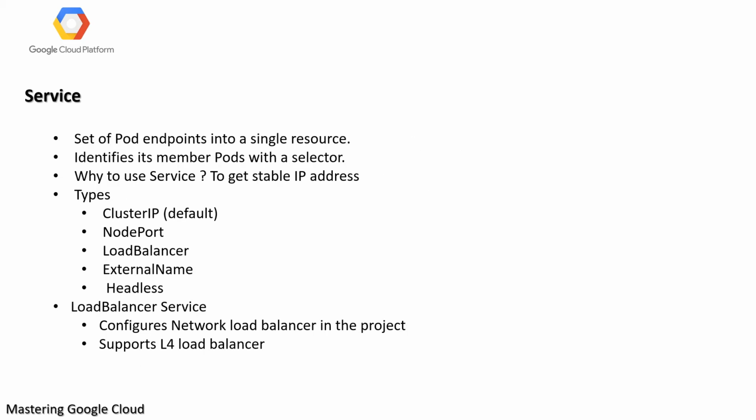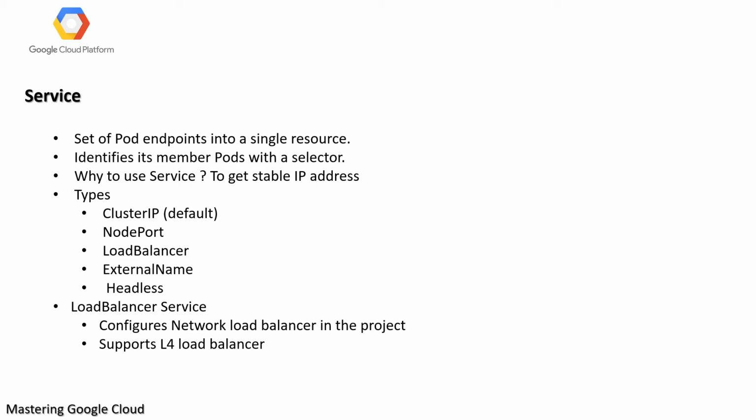Service in GKE. A service is to group a set of pod endpoints into a single resource. A service identifies its member pods with a selector. In a Kubernetes cluster, each pod has an internal IP address, but pods and deployments come and go, and their IP addresses change, so it doesn't make sense to use pod IP addresses directly. With a service, you get a stable IP address that lasts for the life of the service.